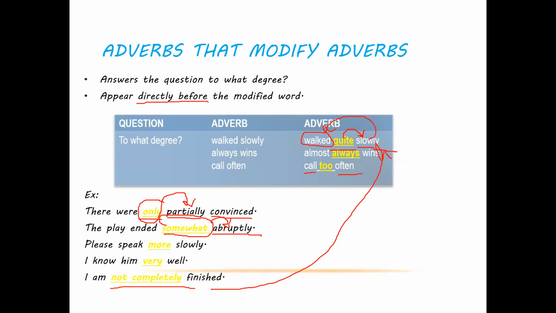She works most efficiently at night. Meaning, pinaka-active yung utak niya sa gabi. Okay? She works most efficiently at night. Okay?